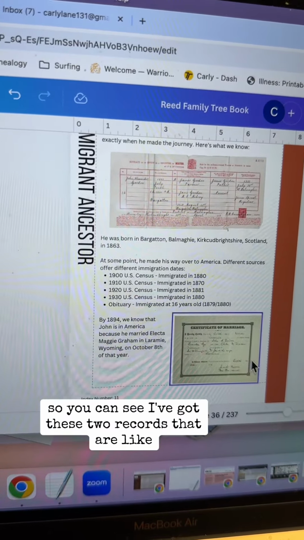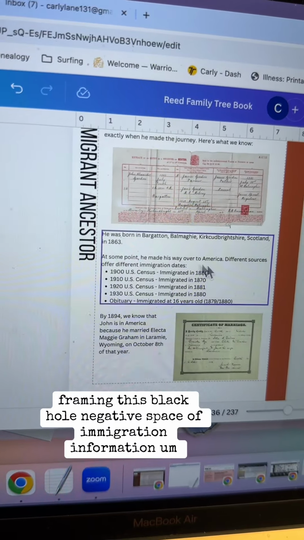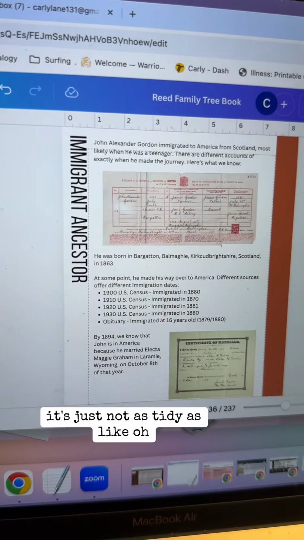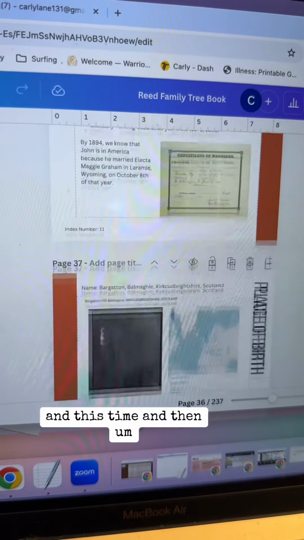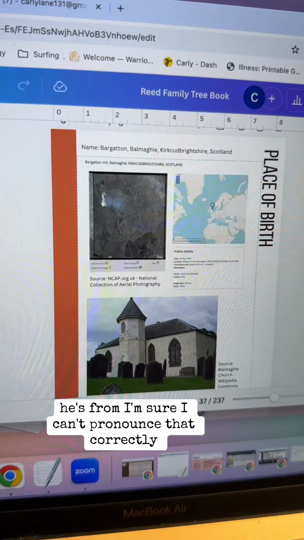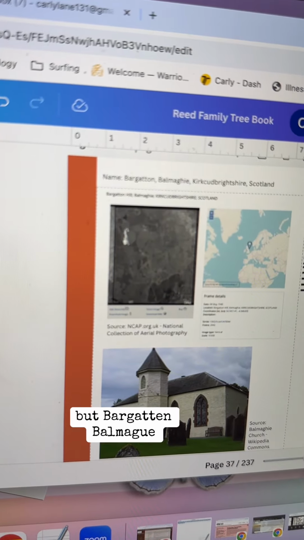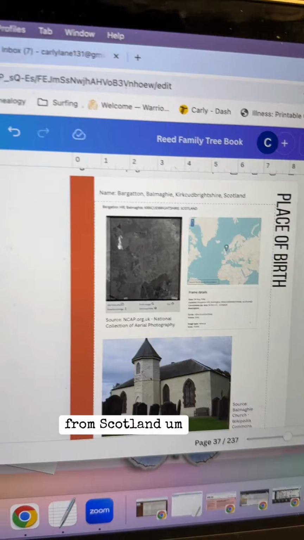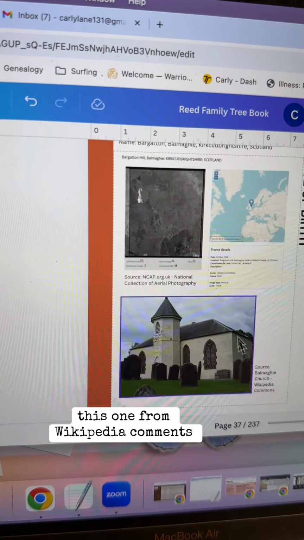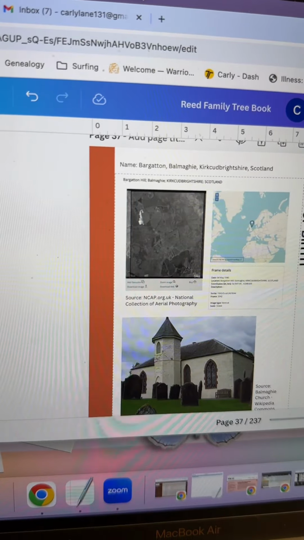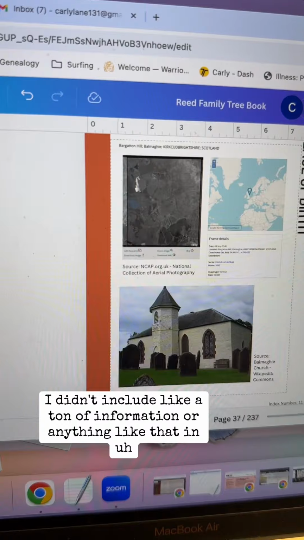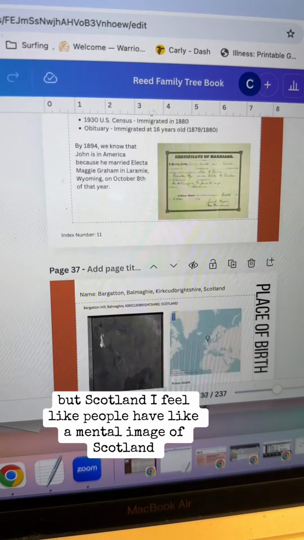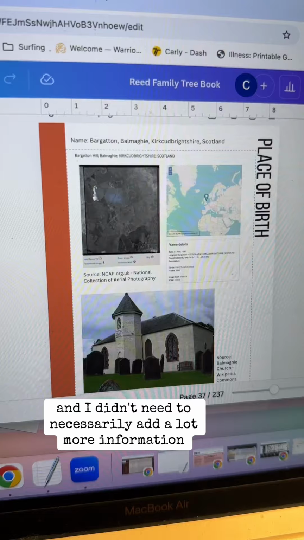So you can see I've got these 2 records framing this black hole, this negative space of immigration information. That's what I put on this page, which is still a story. It's just not as tidy as, oh, he came over on the Mayflower at this time. And he's from, I'm sure I can't pronounce that correctly, Bargatton, Balmagee, Kirkcudbrightshire. Sorry, I think I butchered that part, from Scotland. I found 2 images, one from Wikimedia Commons and one from the National Collection of Aerial Photography, and I just included them. I didn't include a ton of information, because people have a mental image of Scotland.